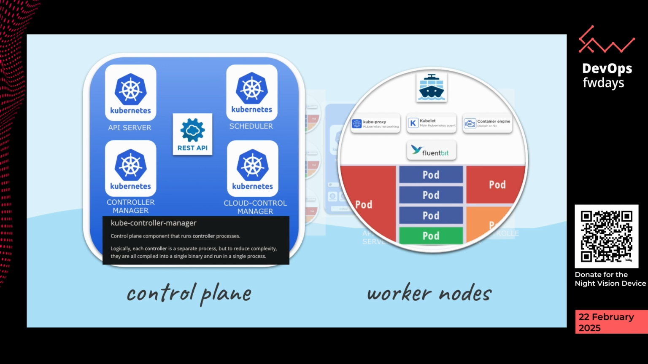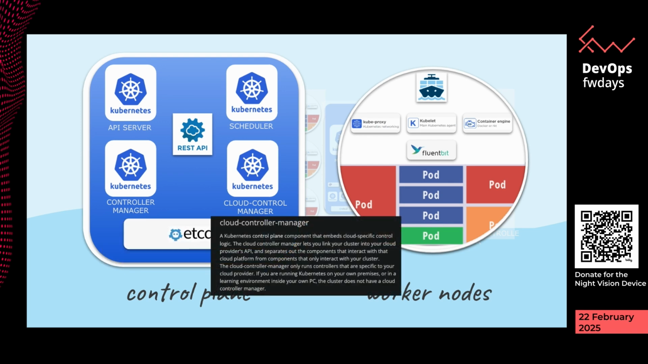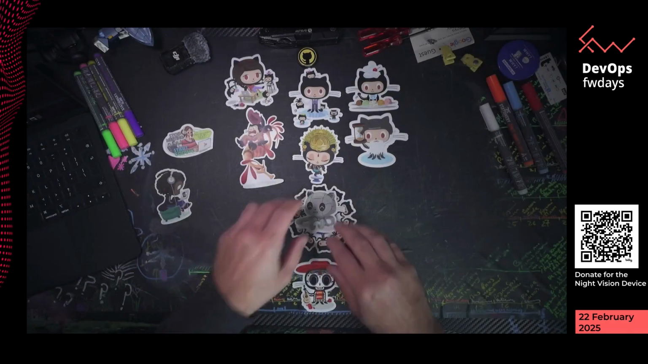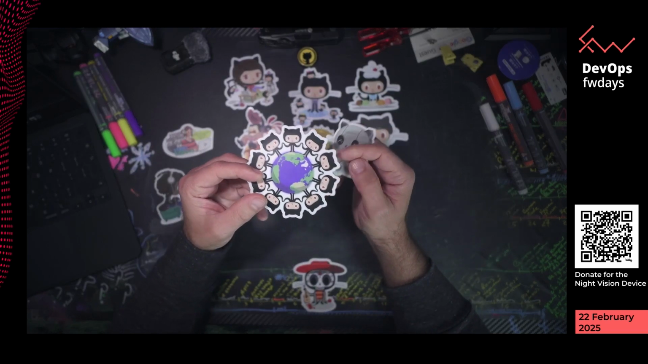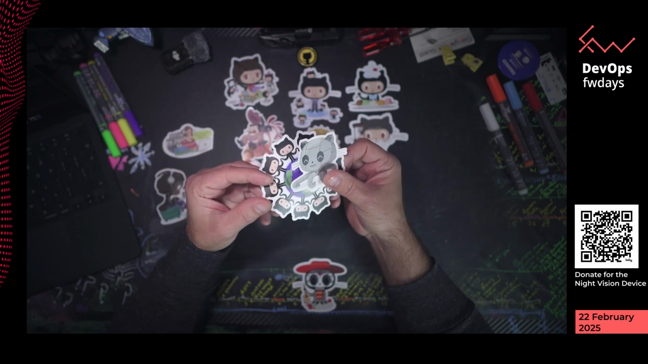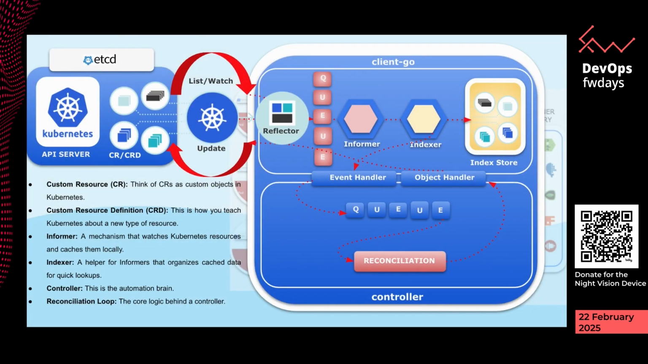There are many different types of controllers. Some examples: the node controller is responsible for noticing and responding when nodes go down. The Cloud Controller Manager lets you link your cluster into the cloud provider's API and separates out the components that interact with the cloud platform from components that only interact with your cluster. For example, Flux is a toolset of out-of-the-box controllers: source controller, Kustomize, Helm, notifications, and image automation. But before that, let's learn how Kubernetes controllers work.